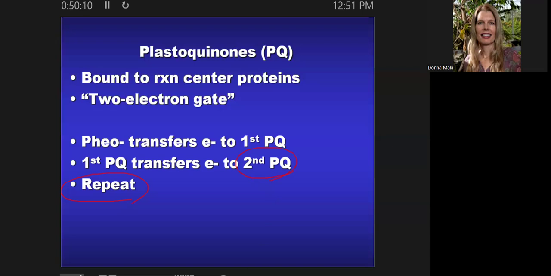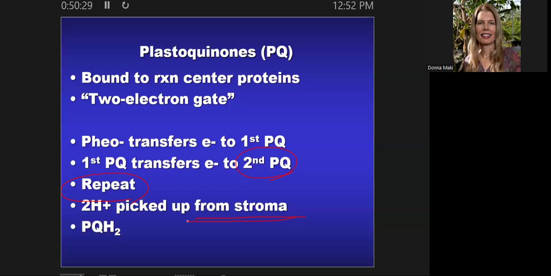But in order to be fully chemically stable, it has to grab 2 protons. So it's going to pick up 2 protons from the stroma. That's important that you know where they're coming from. And then once it's had the 2 electrons that it's received, it grabs 2 protons. Then we refer to it as PQH2. That's its fully reduced form. That's its chemically stable form. And now it's able to do its role in the light reactions.